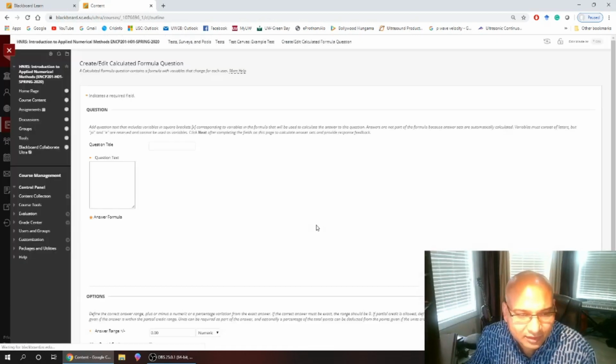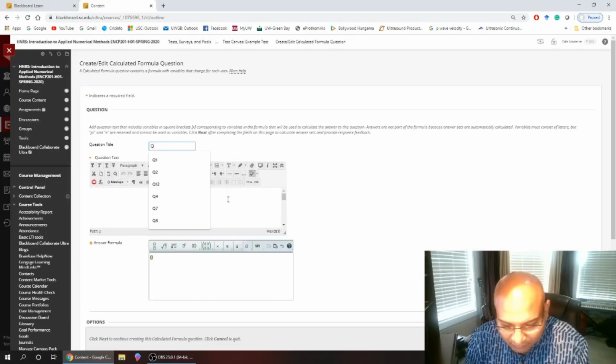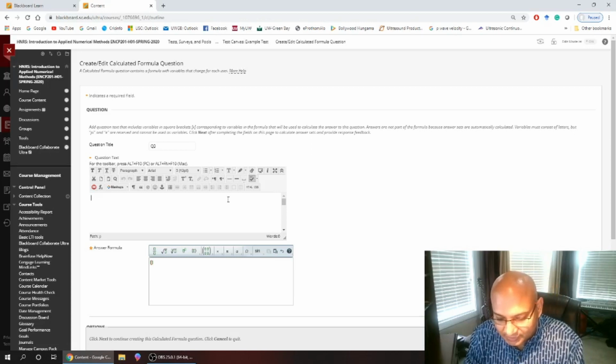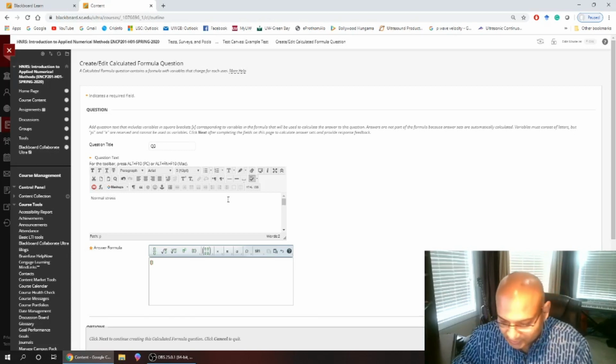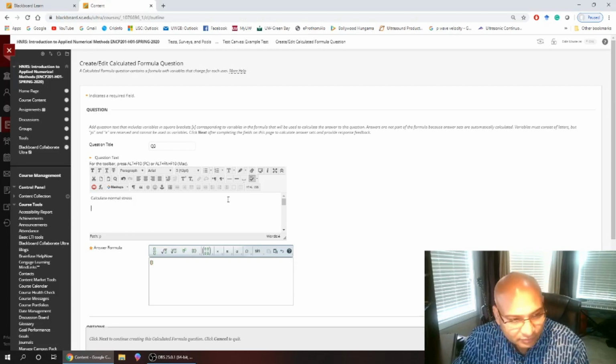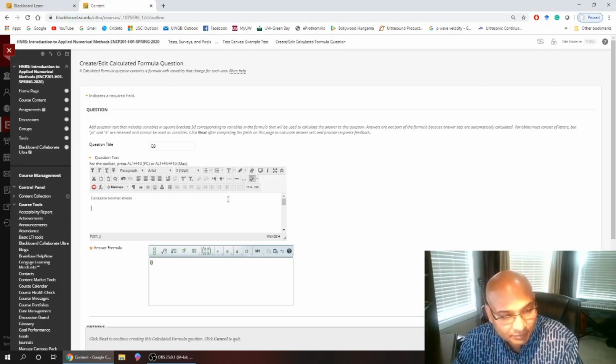Calculated formula. In this particular question I will not ask for any COVID type of problem, but I will give an engineering example. Let's say I am asking to calculate the normal stress when some values are given. What are the values we need to calculate normal stress in a beam?